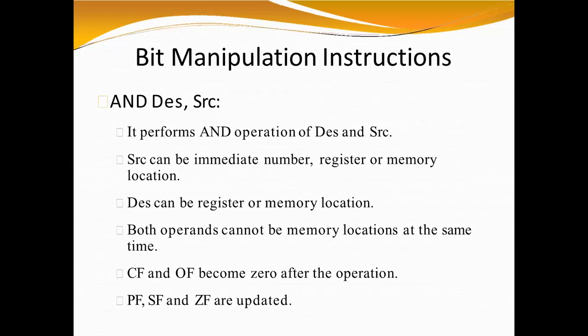AND is used to AND each bit of a byte with the corresponding bit of another byte. OR performs the OR operation on the destination and the source, which can be an immediate number, register or memory location. The destination can be a register or memory location, but both operands cannot be memory locations at the same time. XOR works the same way as the AND and OR operations.